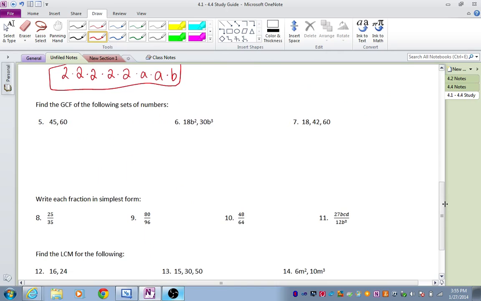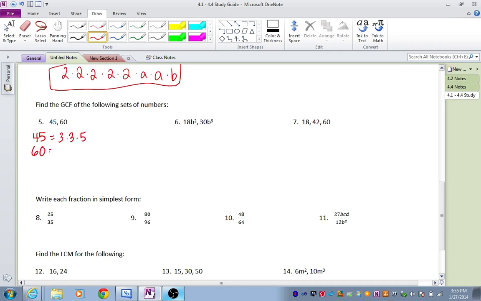Now we're finding GCF. Remember you can sit there and list your factors. However, we do prefer the method that involves prime factoring. So we're going to prime factor both 45 and 60. I'm going to do it quickly, but if you need to use your factor tree, remember that's always a possibility. So 45 is 9 times 5, and 9 is 3 times 3. So I'm going to say 3 times 3 times 5.